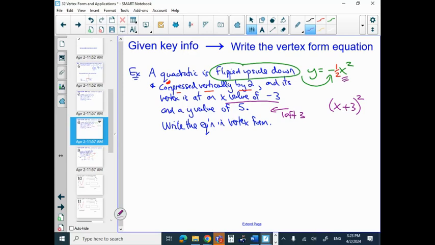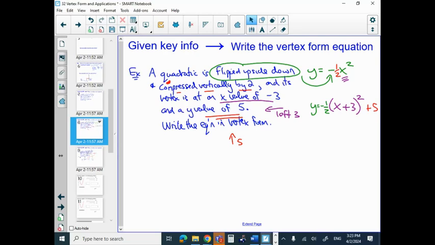Then the outer part here has to be shifted up 5, right? So it's shifted up 5, and so we're going to have an add 5 on the end. So really, the overall equation becomes y equals -1/2 times (x plus 3) squared plus 5. Hopefully that makes sense when you look at each piece bit by bit.